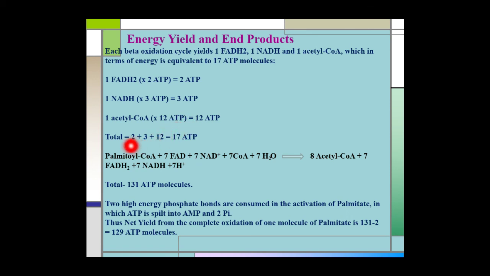Now, complete oxidation of palmitoyl CoA requires 7 FAD, 7 NAD+, 7 coenzyme A, 7 molecules of water, and it gives rise to 8 acetyl coenzyme A, 7 FADH2 molecules, 7 NADH, and as a result total 131 ATP molecules get produced. But two high energy phosphate bonds are consumed in the activation of palmitate. Therefore, net yield is 129 ATP molecules.